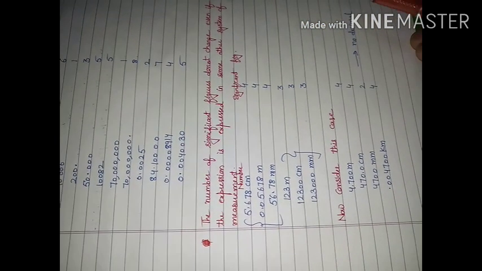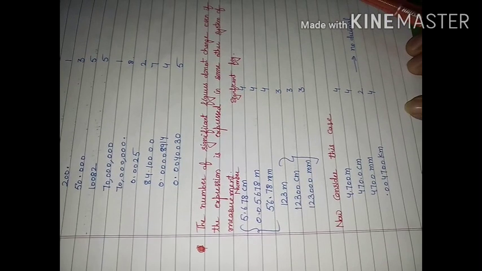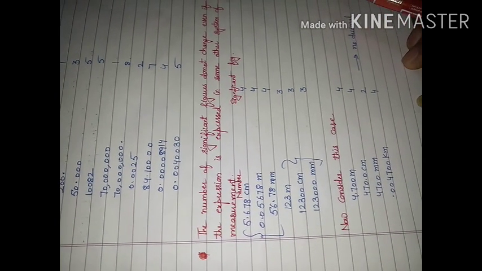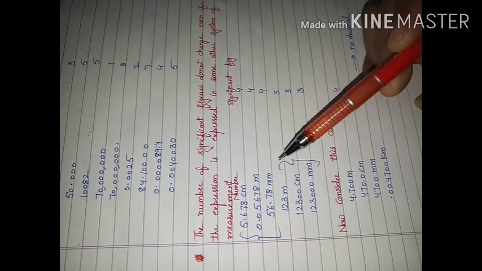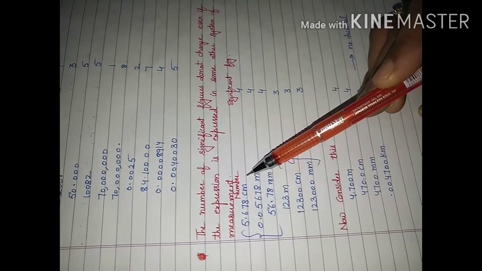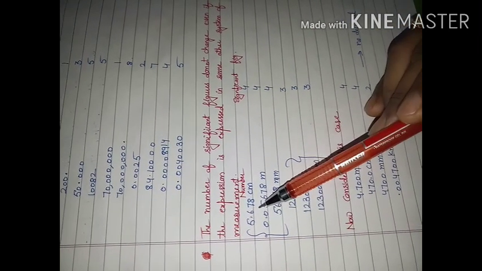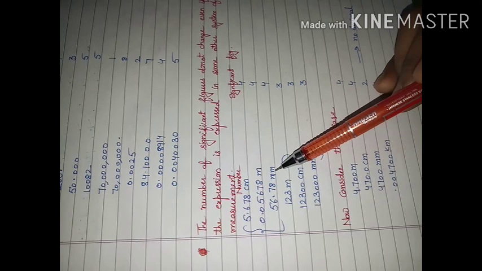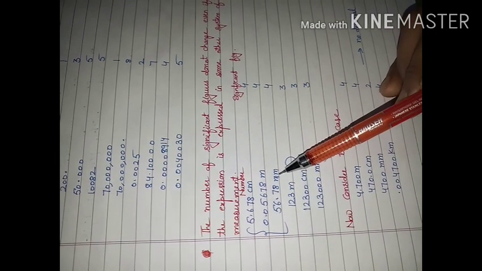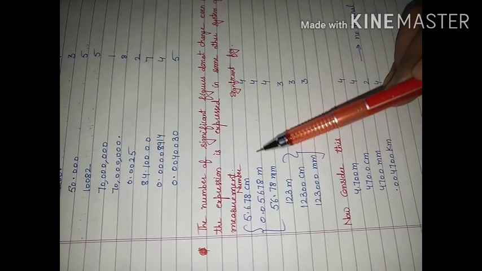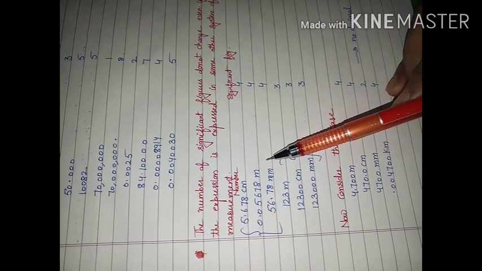Next, when we go from one system to another system, the number of significant figures should remain the same. Let us consider the first measurement, 5.678 centimeter. It is converted into meter by dividing it by 100. Then it is converted into millimeter by multiplying it by 10. So this is in centimeter, the same reading in meter, the same measurement in millimeter.